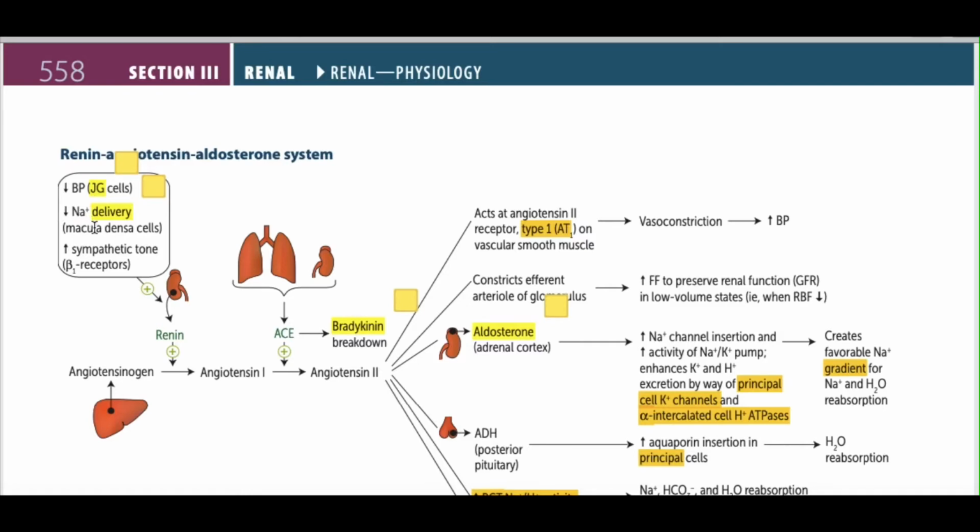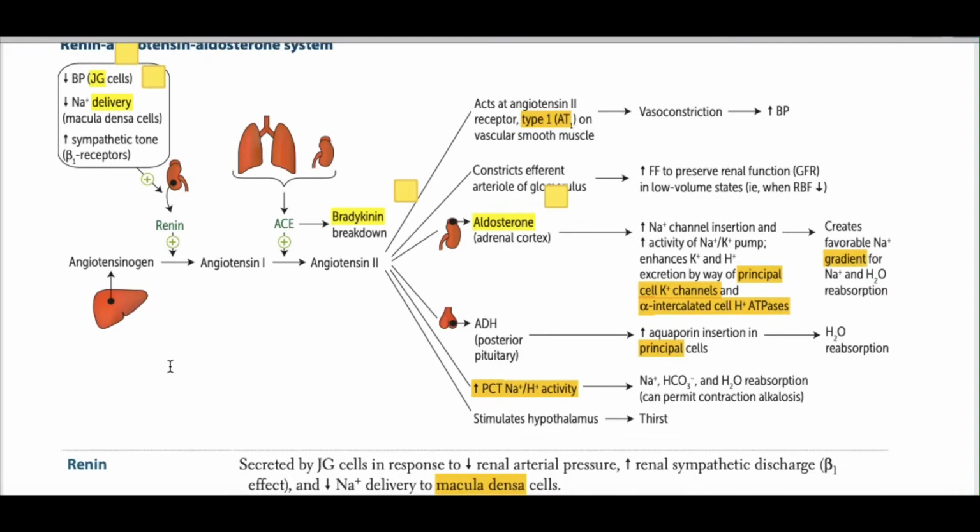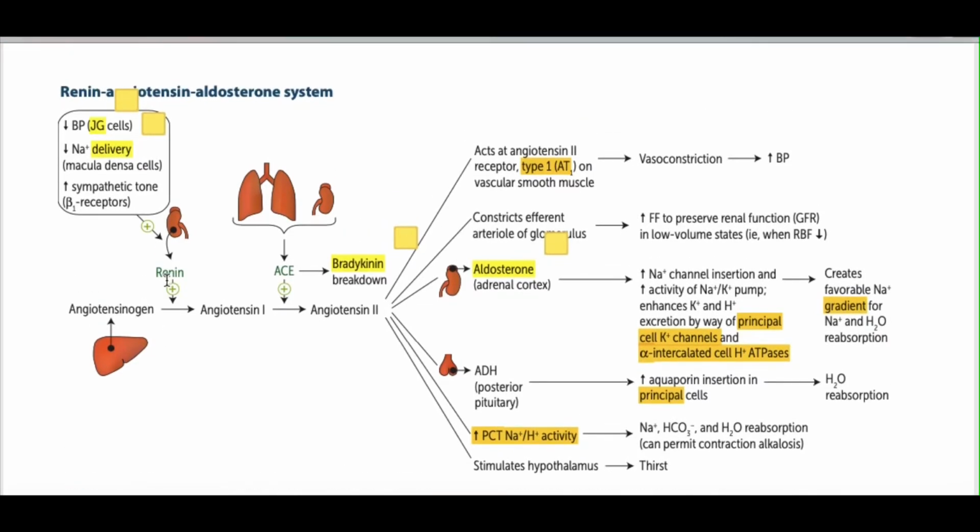cells, or there is increased sympathetic tone, all three factors will lead to increased renin secretion by the juxtaglomerular cells. So when renin is released by juxtaglomerular cells of the kidney, there is angiotensinogen present in the blood that was secreted by the liver. This renin will convert that angiotensinogen to angiotensin 1.